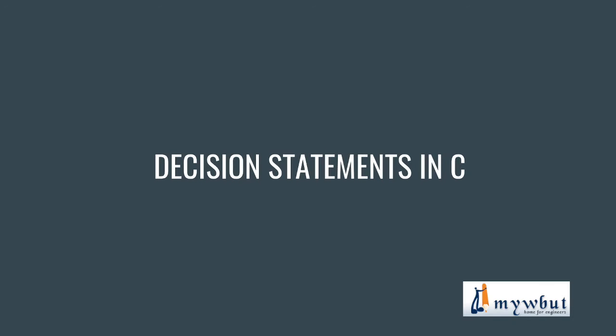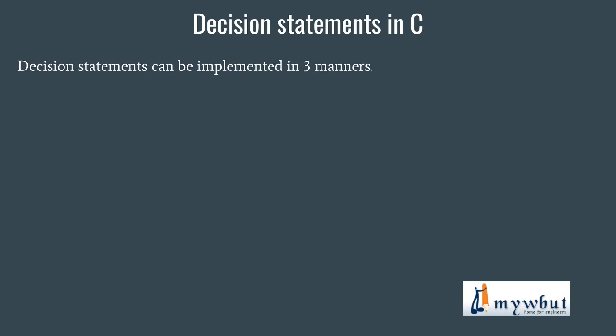A decision between whether to buy something or not, a decision between whether to go somewhere or not, and so on and so forth. Similarly, we also need to implement these things in our programming, because programming is all about modeling the real world. So in this video our goal is to learn about decision statements in C.